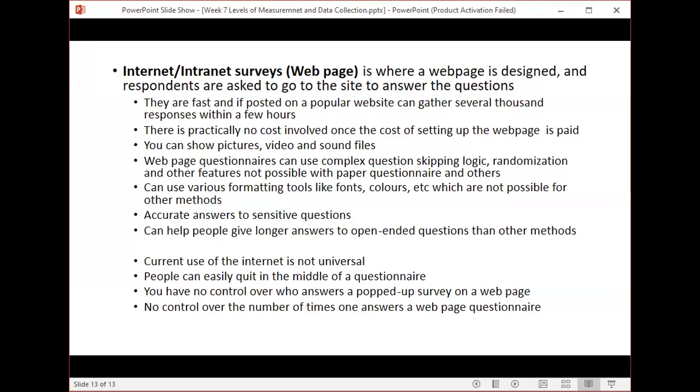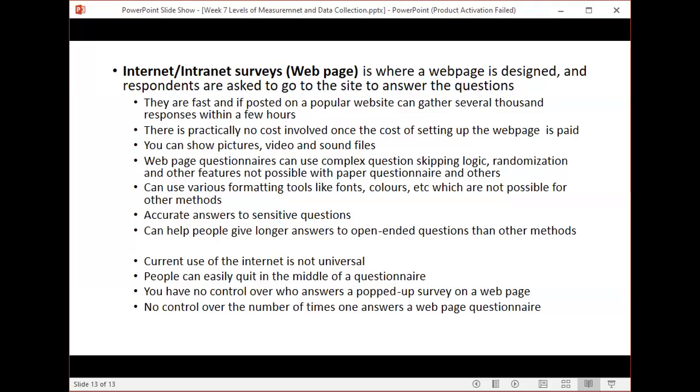So they are fast, and if posted on a popular website, you can gather several thousands of responses within a few hours, okay? And there's practically no cost. So long as you set it up, pay the host, everything is working. You can show pictures, videos, sound files, and web-based questionnaires can be as complex as you want because you can put in all the logic, the algorithm, whatever you need, randomness. So you can do randomization with it. So it's not everybody that will get to answer the questionnaire. You can randomize it and it pops up on people's screens randomly.